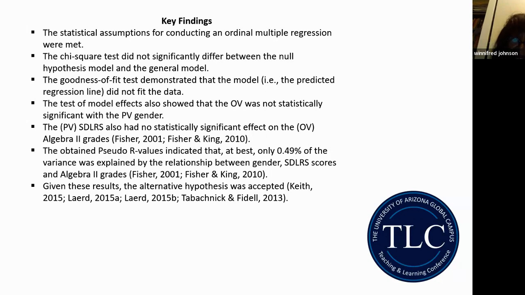The obtained pseudo R-squares indicated that at best only 0.49% of the variance was explained by the relationship between gender, self-directed learning readiness scale scores, and Algebra II grades, based on Fisher and King. Given these results, the alternative hypothesis was accepted, based on Keith, Laird, Tabachnik, and Fidel.